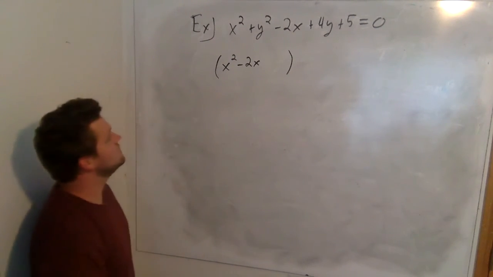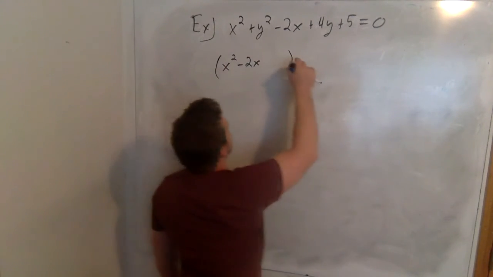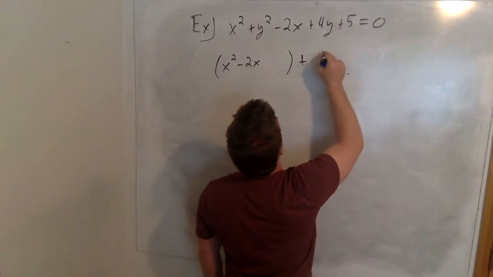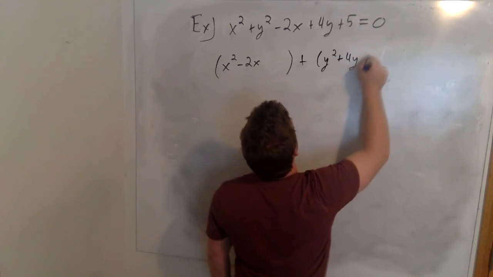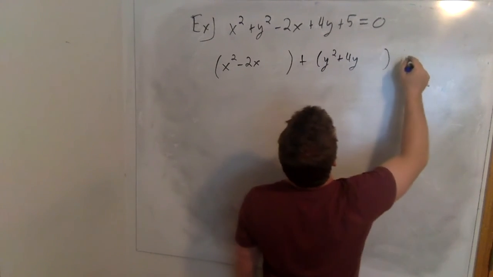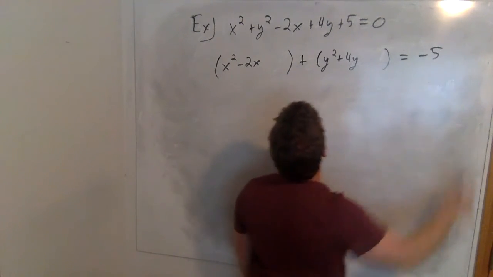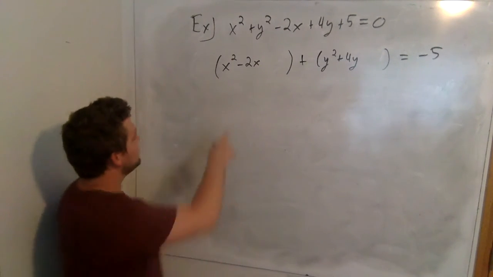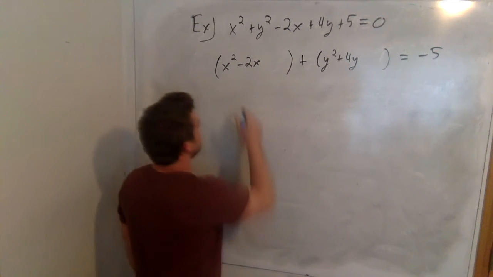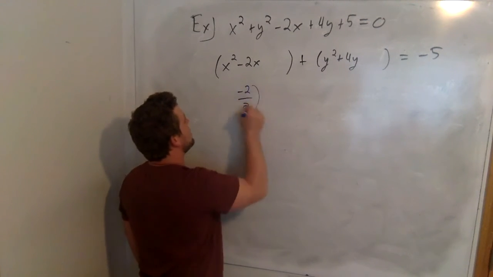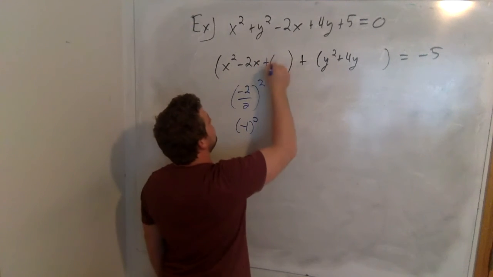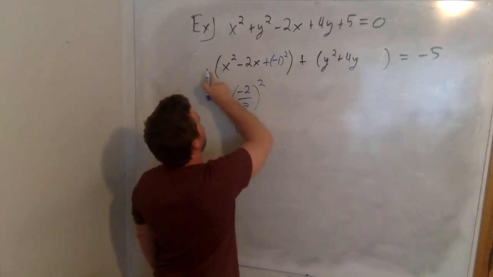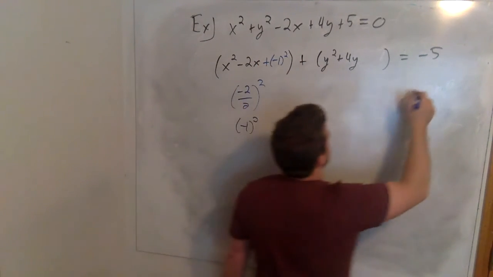Poor little pumpkin. Okay, we'll group our x's together. Let's group our y's together. And let's subtract 5 from both sides. Alright, if we're going to complete the square here, we're going to take that negative 2, cut it in half and square it. So we'll add a negative 1 squared here. So we added a 1 times a negative 1 squared.